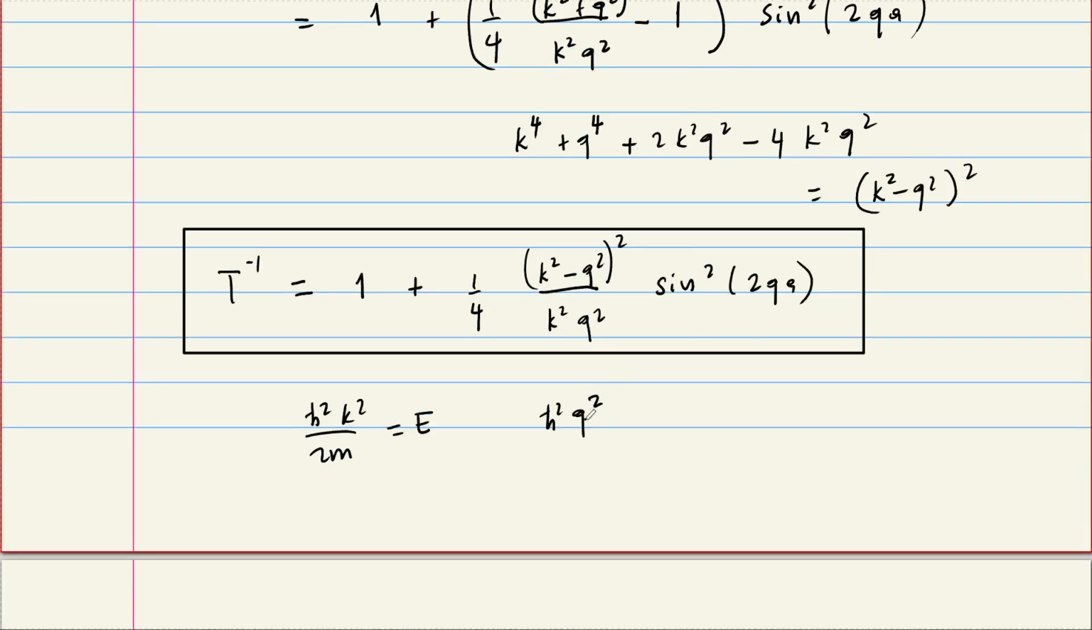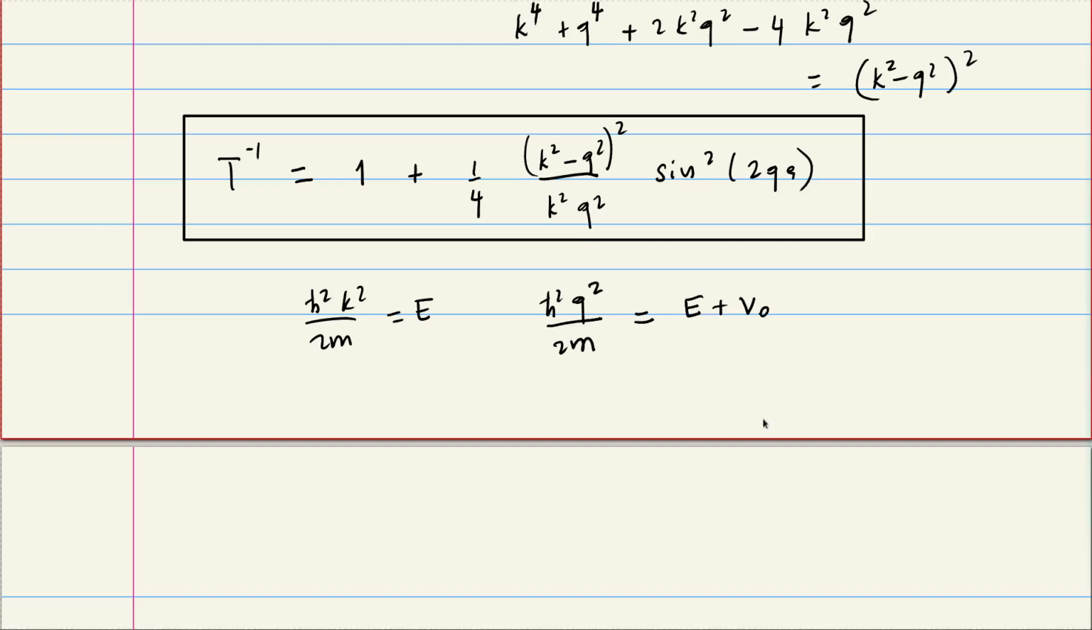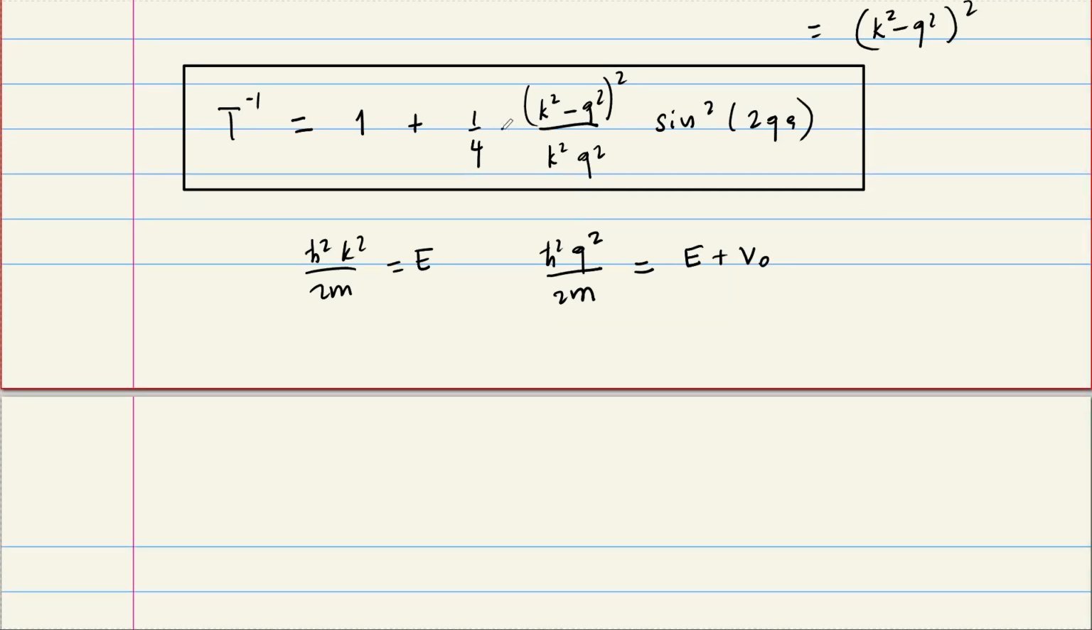So h bar squared q squared over 2m is equal to E plus V naught. Good. Now let's look at this factor. So this guy is going to be E, right? There will be E here. I can multiply both numerator and denominator with h bar squared over 2m with any power of it and move things around to find this is E minus V naught. Did I get that?